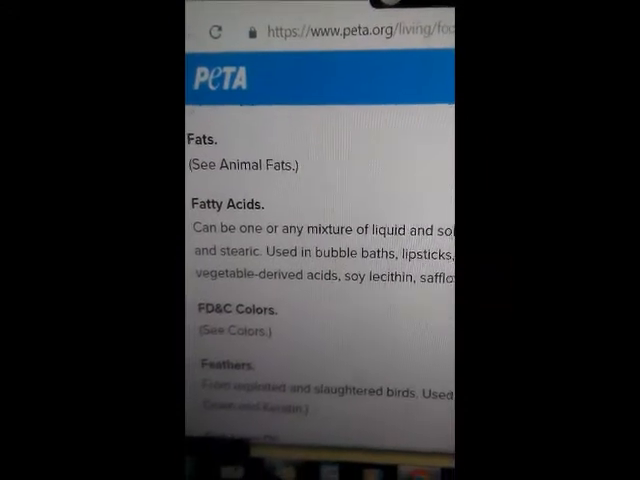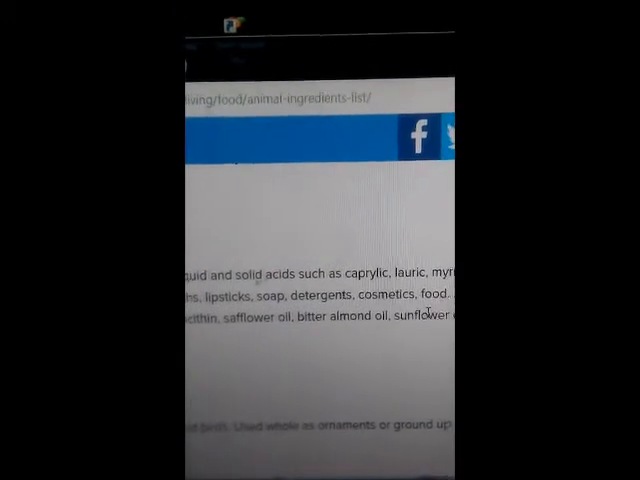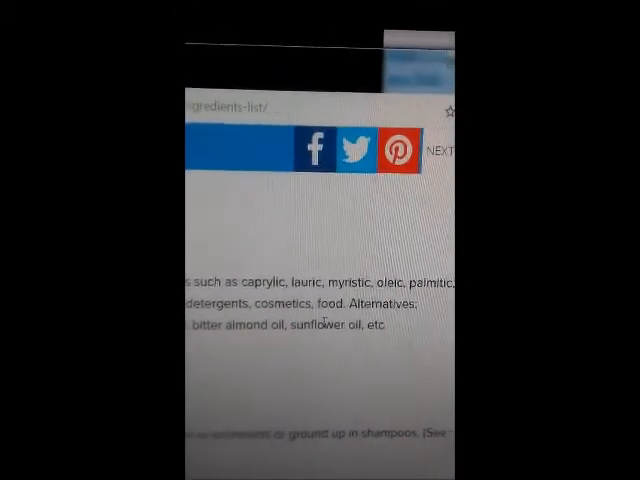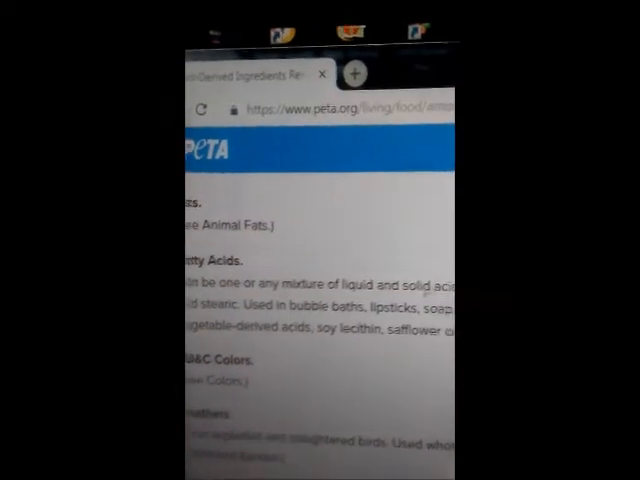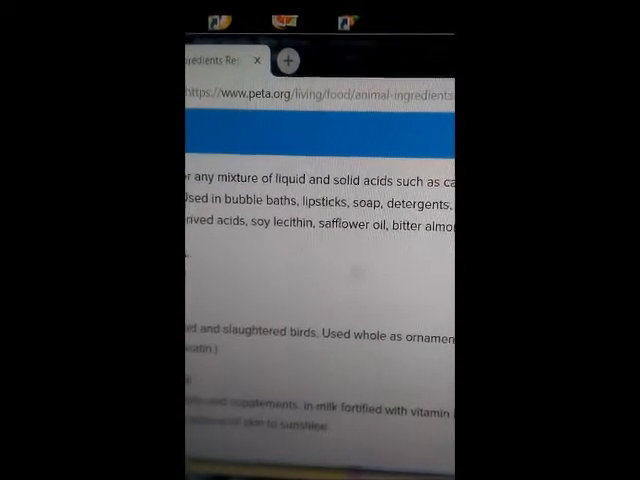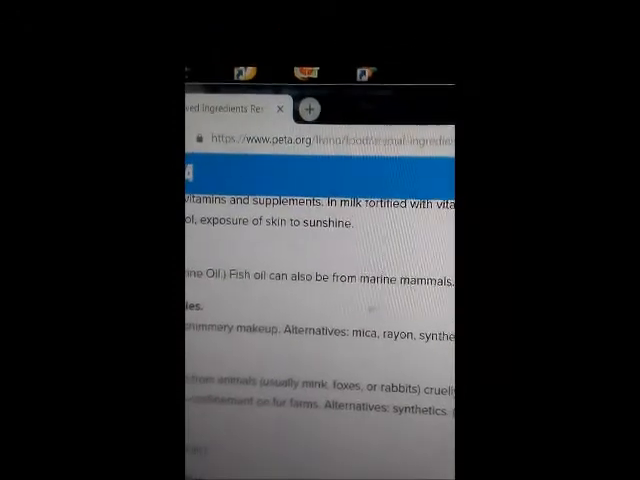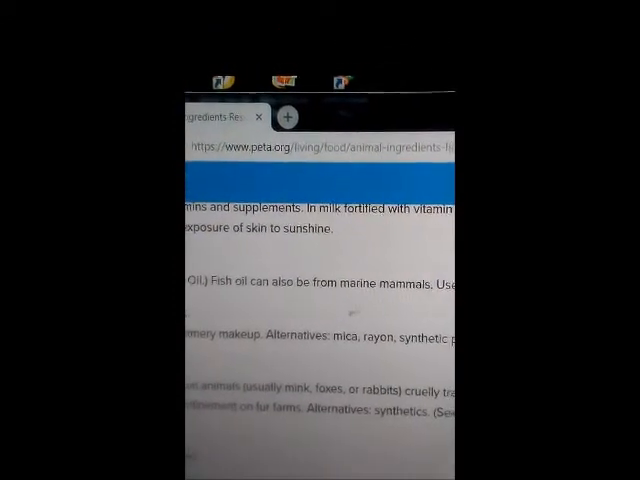Okay, fatty acid can be one or any mixture of liquid and solid acids such as caprylic, lauric, myristic, oleic, palmitic, and stearic. Used in bubble baths, lipsticks, soaps, detergents, cosmetics, food. Your alternatives are vegetable-derived acids. And then we have fish oil. Fish oil can also be from marine mammals, used in soap making.